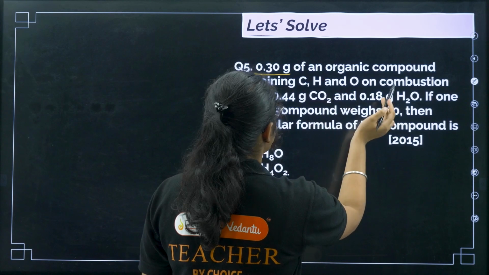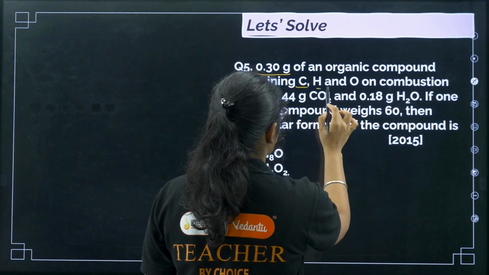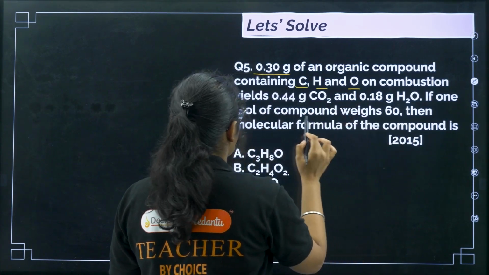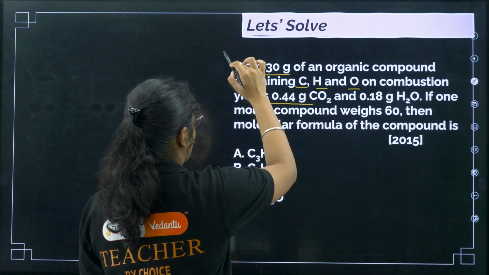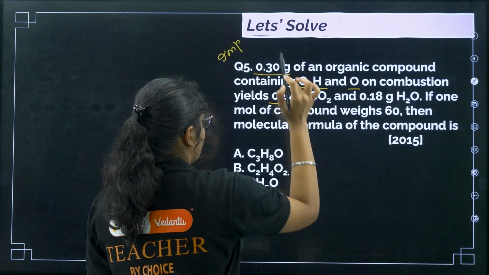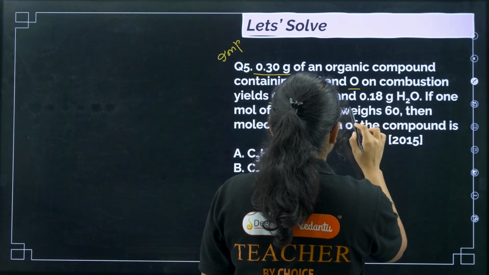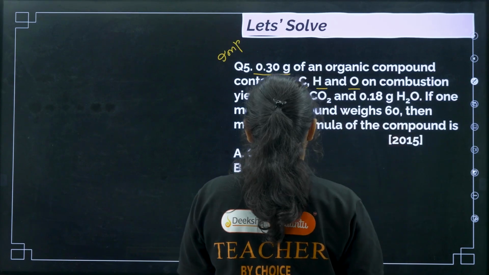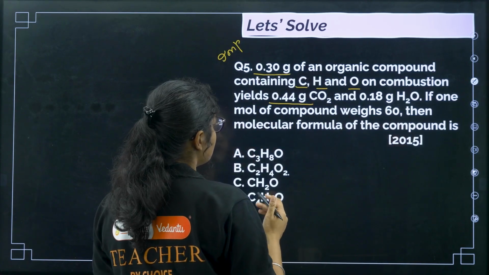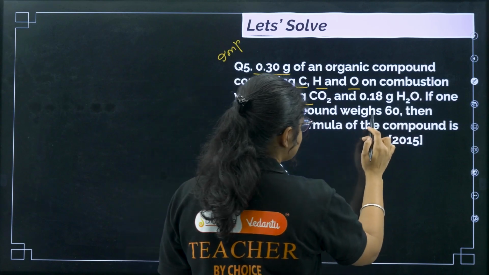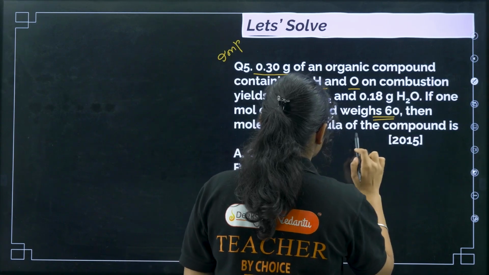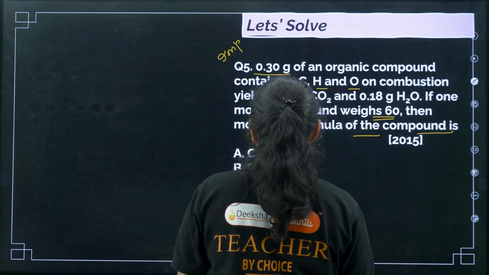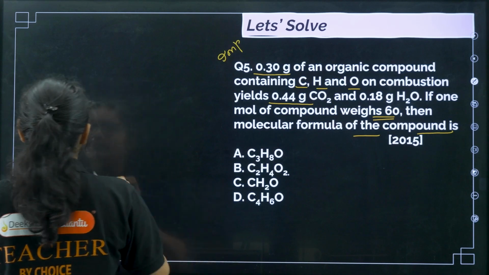0.3 gram of an organic compound contains carbon, hydrogen and oxygen. On combustion it yields 0.44 gram of carbon dioxide and 0.18 gram of H2O. If 1 mole of the compound weighs 60 gram, then the molecular formula of the compound is, okay. So there was an organic compound, okay.